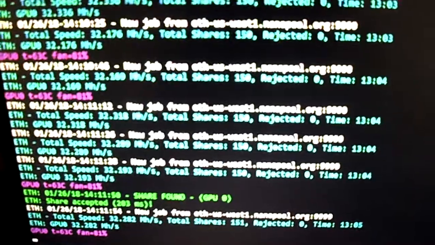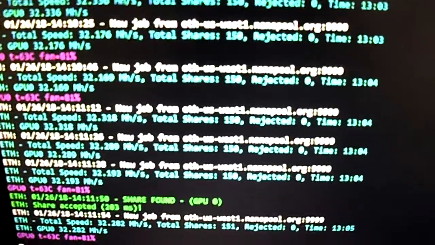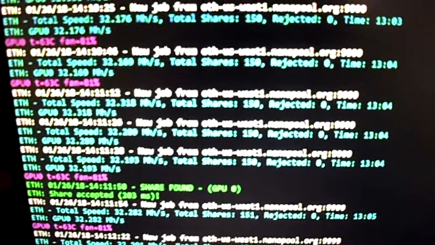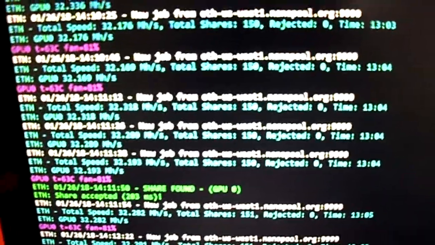It's just a command box. If I go ahead and minimize it, it's just a normal command box, and I like to maximize it when it's going. And so if we look at it, the green means it's found a share, which means it's found some Ethereum that's being split up with the mining pool. The purple is my temperature for my GPU, and the blue is just every mining job that it gets. So you're going to get mining jobs, but you won't get obviously a share every job. You'll get a share when you find a share.